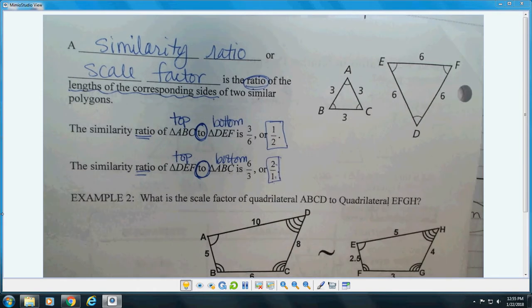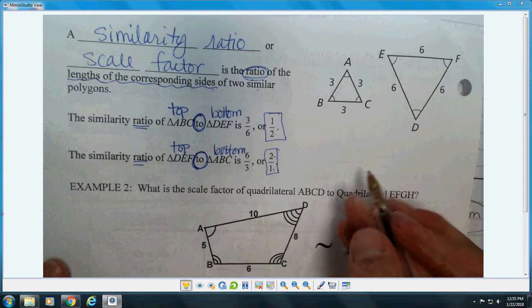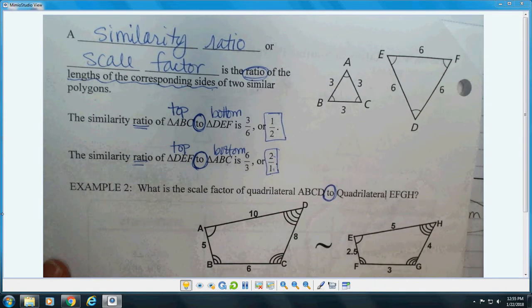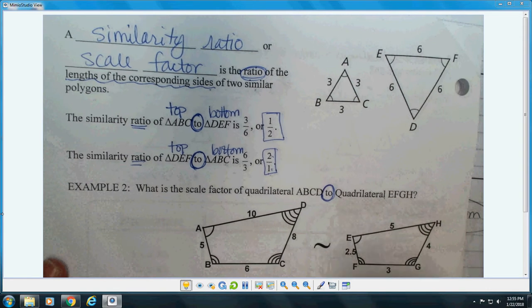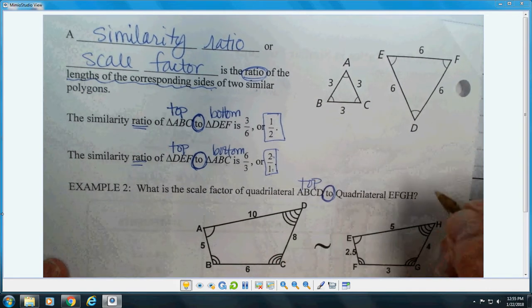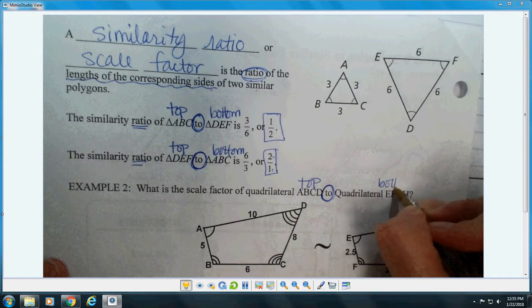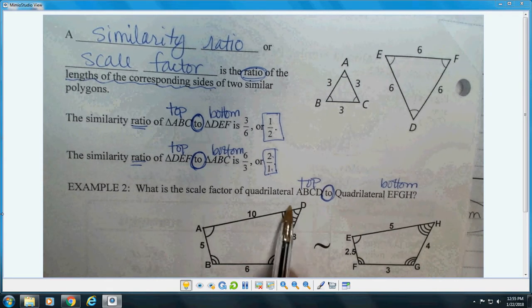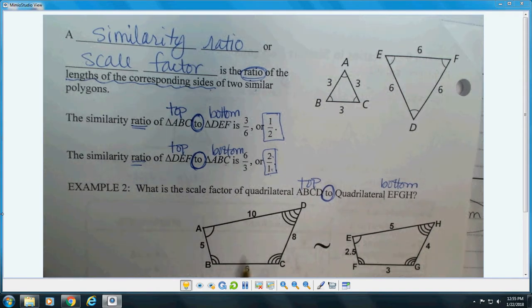So in example 2, it says, write the scale factor of quadrilateral ABCD to quadrilateral EFGH. That means whatever's in front of the word "to" goes on the top. Whatever's behind the word "to" goes on the bottom. So I know I'm going to pick a side on ABCD. I have 4 different sides. Does it matter which side I use? No.